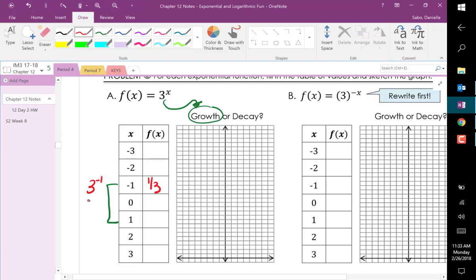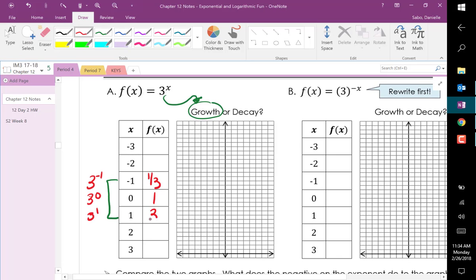Now what about 0? What's 3 to the 0 power? It's 1. It's an exponent rule. Anything to the 0 power is 1, always. And then 3 to the first power is 3. I don't care if you plot the rest of them. You can go in your graphing calculator and get the same answers as me, or you can just start graphing it with those 3 points. These 3 are the most crucial, in my opinion, in these types of problems.